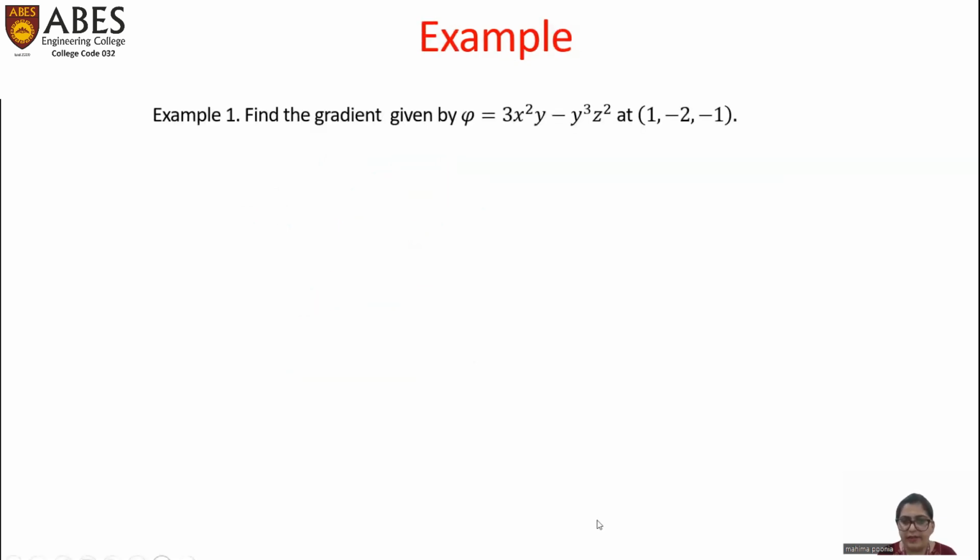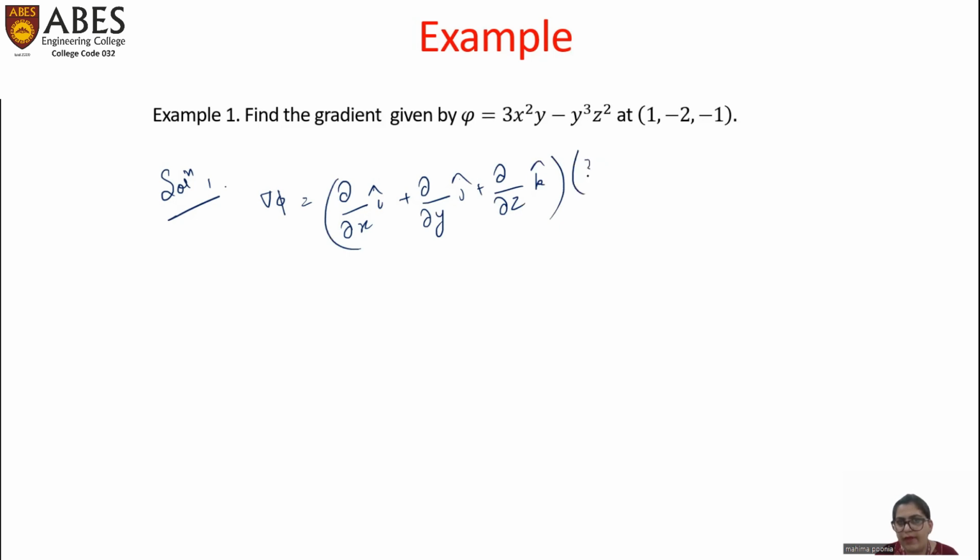Now we'll be explaining it with the help of examples. In the first example, we'll be calculating the value of the gradient for the function phi. Here we can calculate the gradient of phi by partial derivative with respect to x, y j cap, and partial derivative with respect to z. The phi function is here.